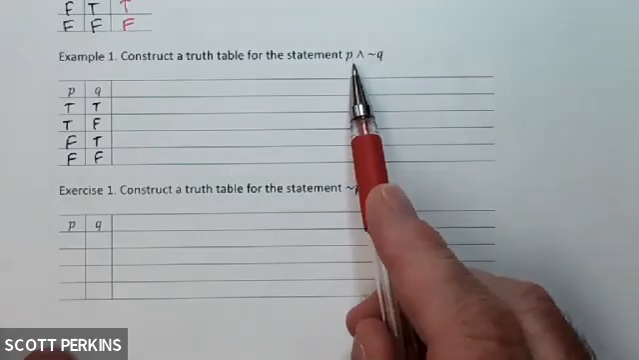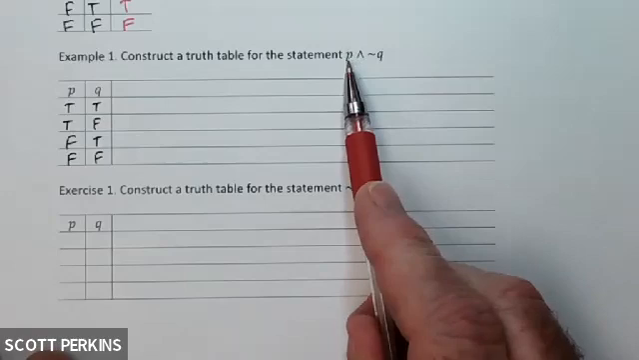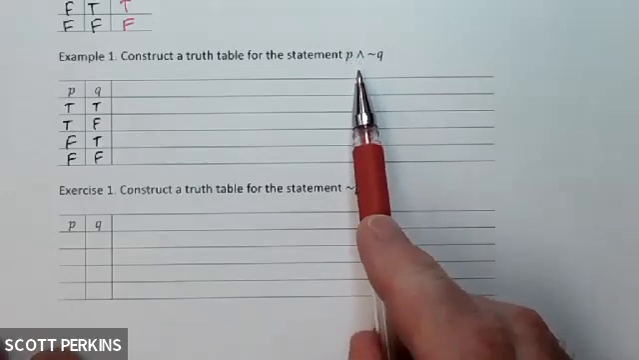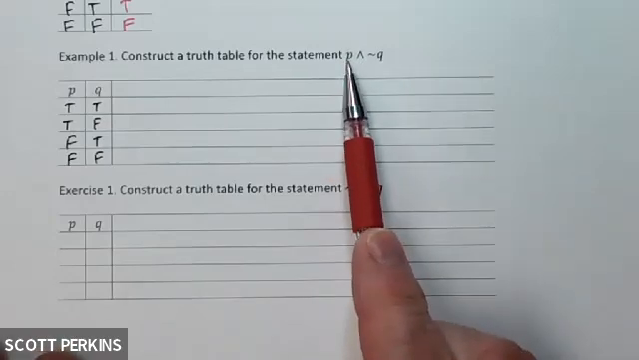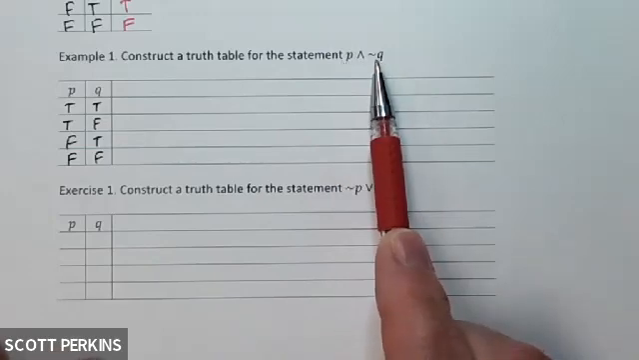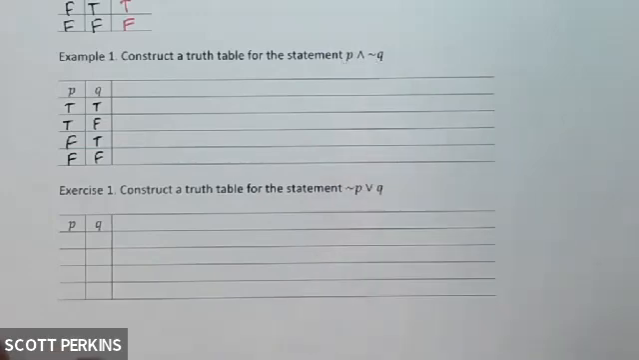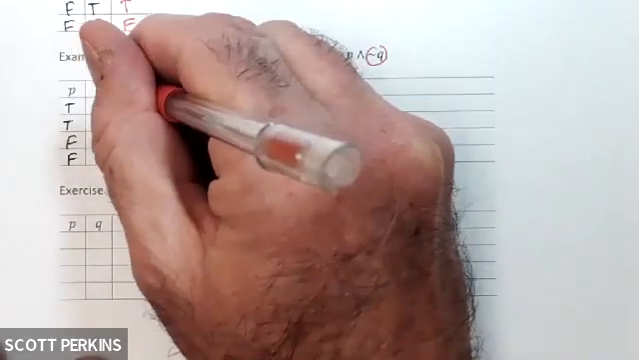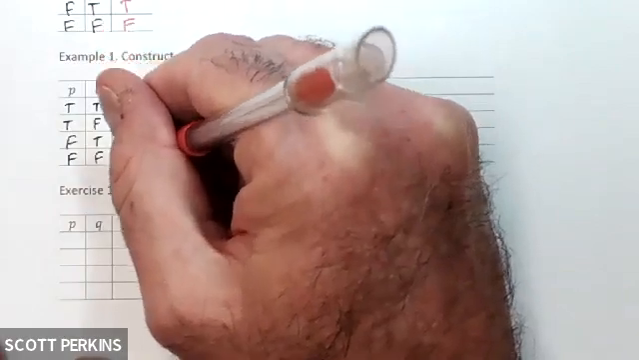So I am connecting 2 things together with an and. Do I have both of those things? Do I have a column for P? Do you see a column for P? Yes. Do I have a column for squiggly Q? No. So that's the first thing I need to do. First thing is I need to do a column for squiggly Q. So I'm going to do that. Squiggly Q right here. Just going to make a new column.